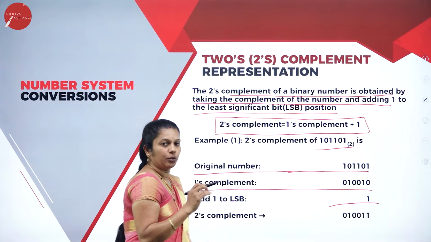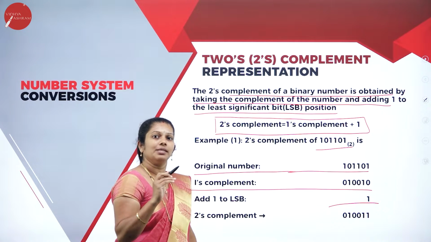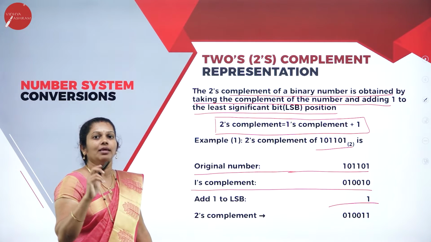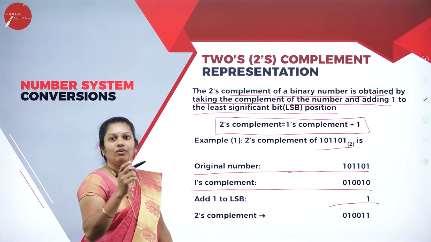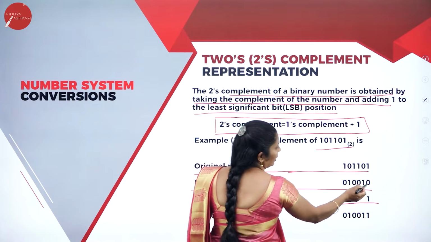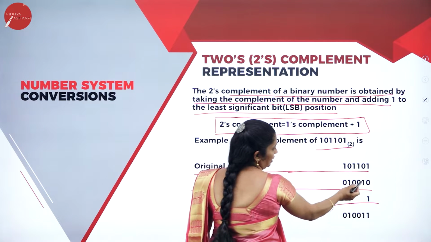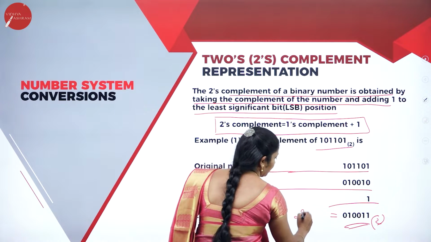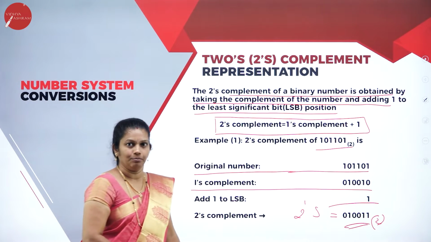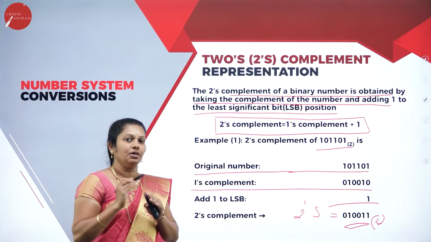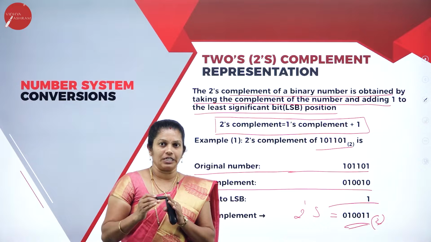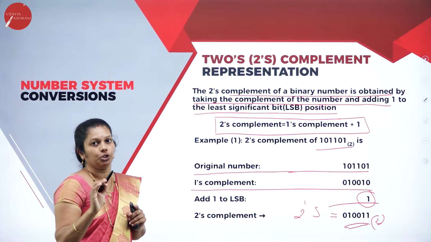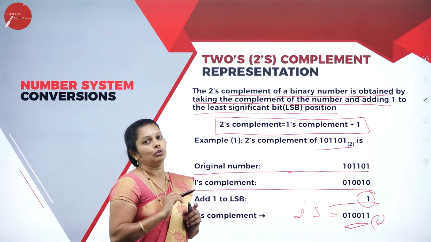In binary addition, I already told you, 0 plus 0 is 0, 1 plus 0 is 1, 0 plus 1 is 1, and 1 plus 1, if you have two 1s, the output is 0 with carry 1. Now when you add 0 plus 1, the result is 1, then 1, 0, 0, 1, 0. This is the twos complement of the given number. Whatever number we are given, first we have to find the ones complement of that number, then add 1 to the least significant bit position to get the final result of twos complement.